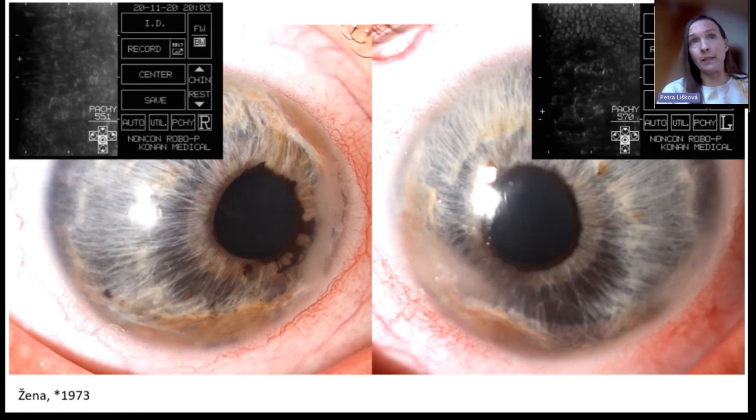The last patient with PPCD3 that I'm going to show you was actually misdiagnosed as anterior segment dysgenesis, and only after genetic testing and identification of a ZEB1 loss-of-function mutation did we realize that she has PPCD3. Here we can see her corneal endothelial changes using specular microscopy.